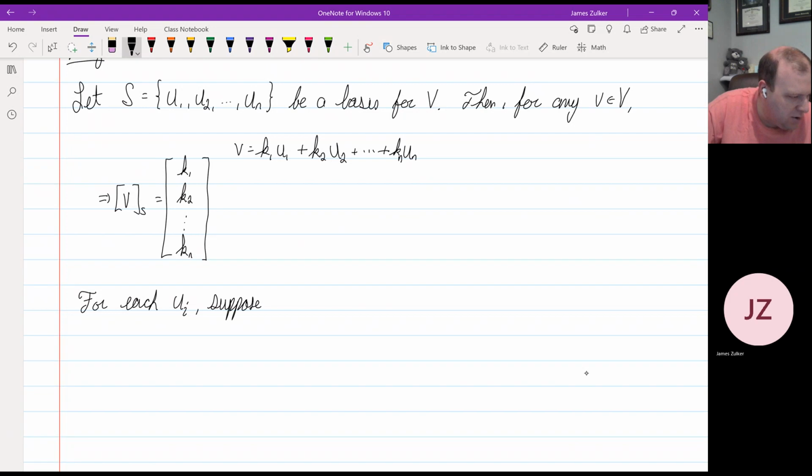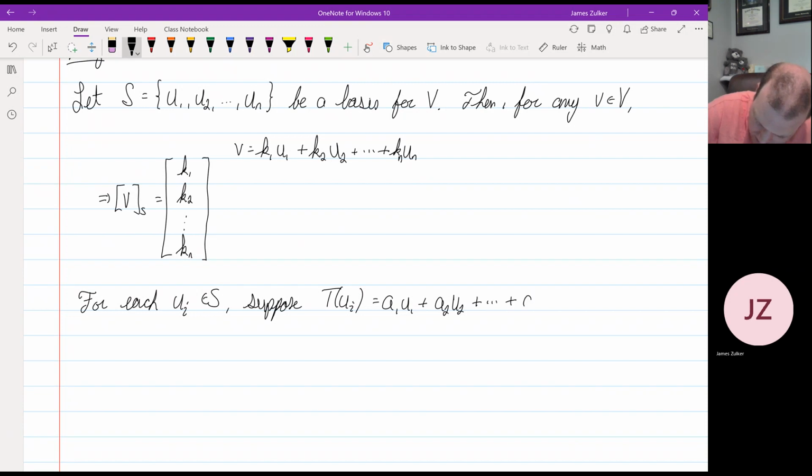Right, so for each U sub I in S, suppose T U sub I equals some linear combination of the U's. I should call them, I'm sorry, let me rewrite that. The subscript should be I1: A_I1 U1 plus A_I2 U2 plus so on and so forth, A_IN UN, because we have a total of I's.